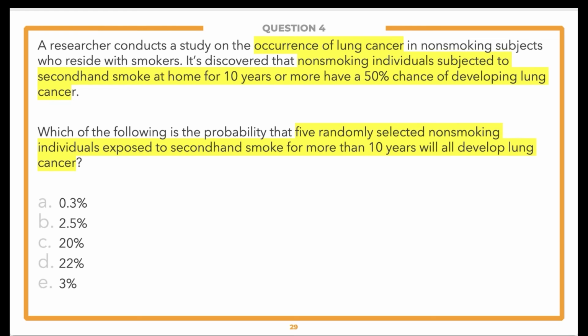So again, which of the following is the probability that 5 randomly selected non-smoking individuals exposed to secondhand smoke for more than 10 years will all develop lung cancer? Hopefully you were able to home in on an answer.